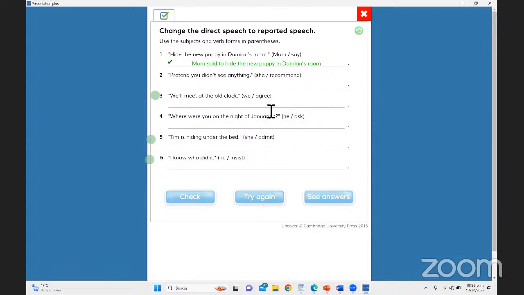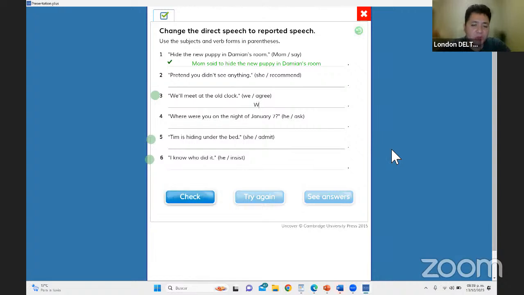We'll meet at the old clock. Okay, in this case, we are going to use the reporting verb agree. Agree, we agreed. Es como, estuvimos de acuerdo. We, optionally, you can write that. That we. We met. Okay, you have will in the original sentence. So what do you write here?